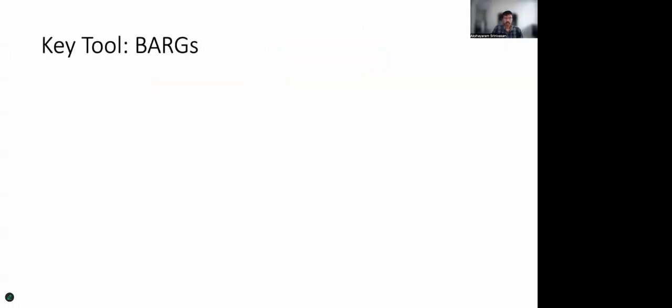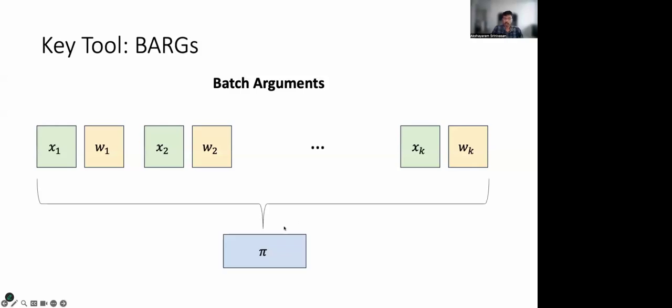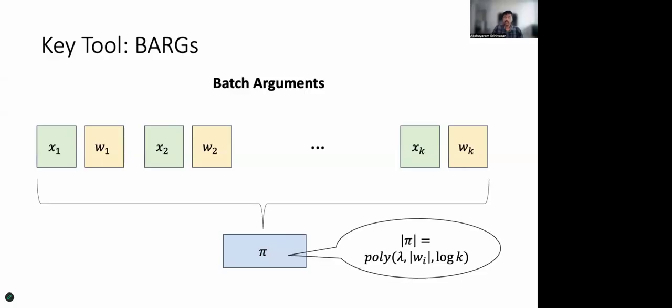So for this purpose, we make use of a tool called batch arguments. So let me explain what a batch argument is. So a batch argument takes in a batch of k NP statements along with the corresponding witnesses and compresses these witnesses into a short proof pi. We require the size of this proof to only grow polylogarithmically in the size of the batch. So specifically, it grows as polynomial in security parameter, size of one of these witnesses, and logarithmic in the batch size.